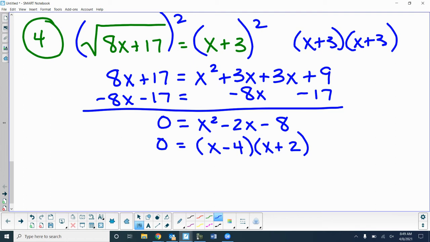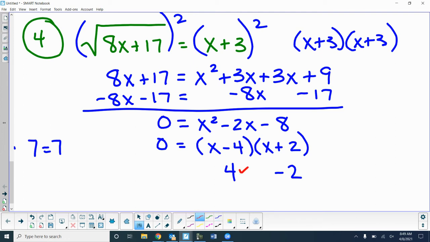What are the two answers? 4 and negative 2. Do they both work? Jordan says yes. I think she's right. Let's check to make sure. What's 8 times 4? 32. What's 32 plus 17? 49. What's the square root of 49? 7. What's 4 plus 3? 7.